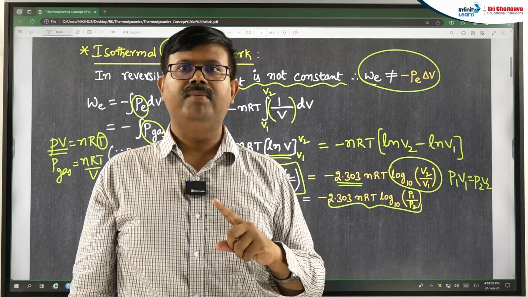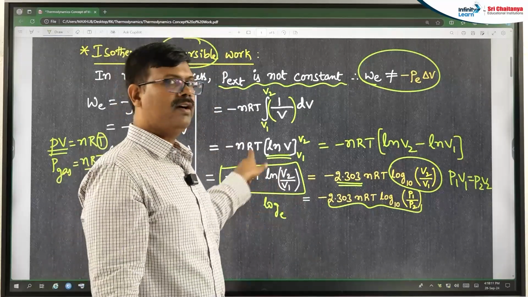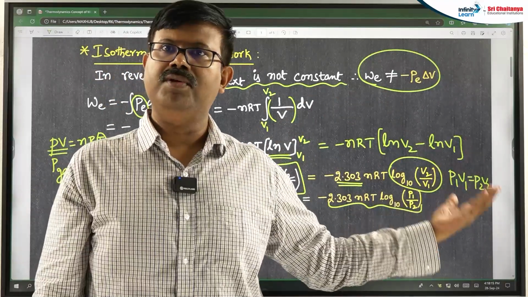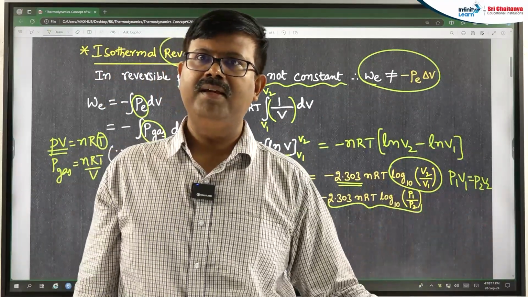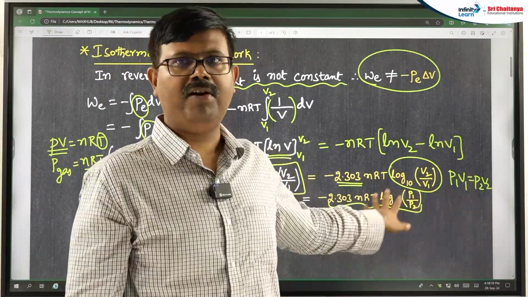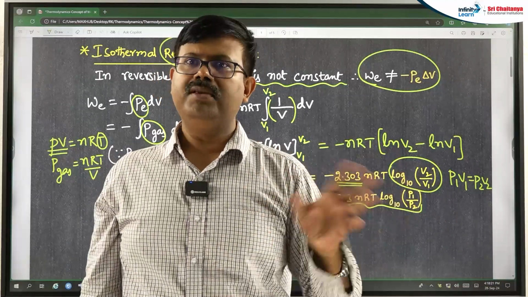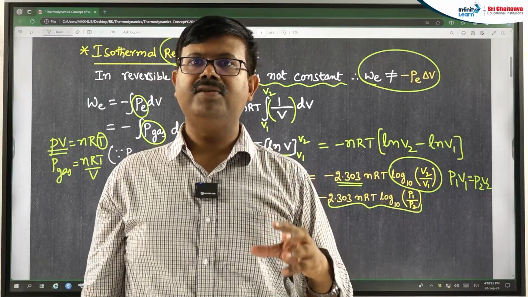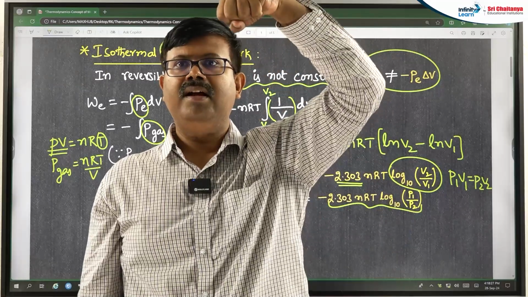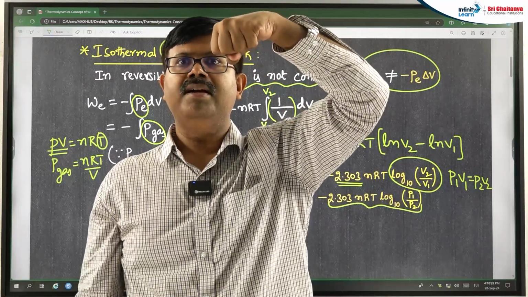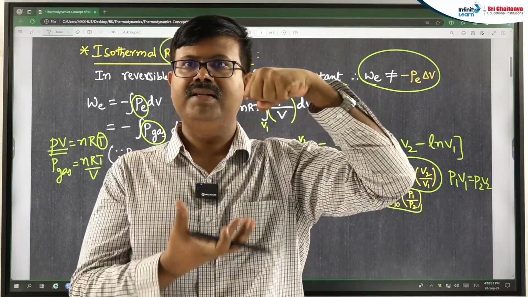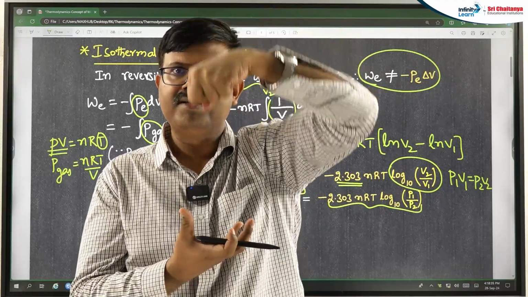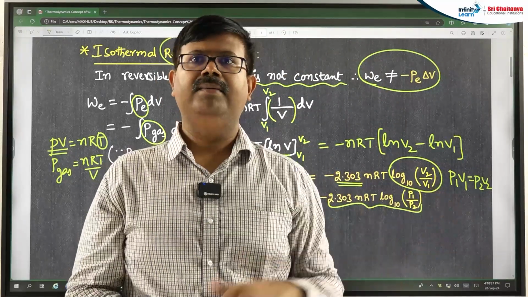And one more thing you remember: this work done, whatever we are calculating here, in an irreversible process we use minus P external delta V, in a reversible process we use the logarithm formula. In both cases, whatever work we are calculating here is actually the work done by the external forces on the system. If this is the system, the work done by the external forces on the system we will get here.